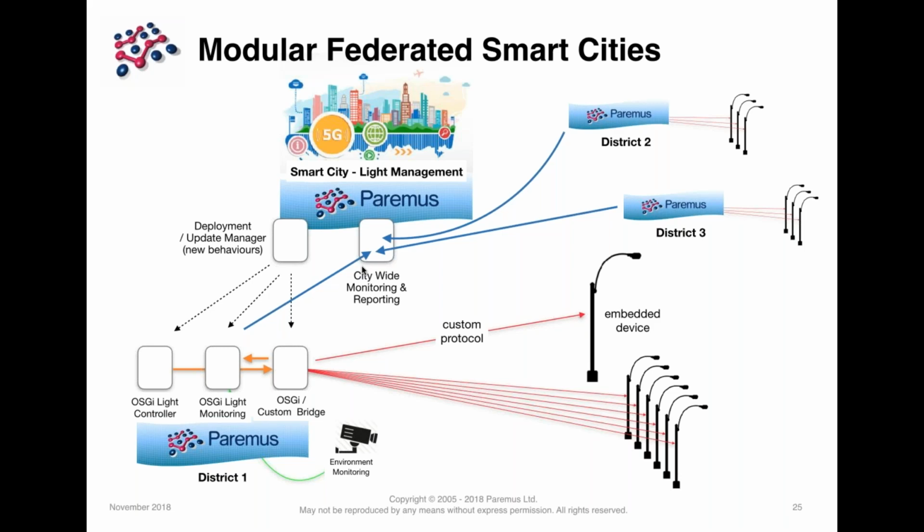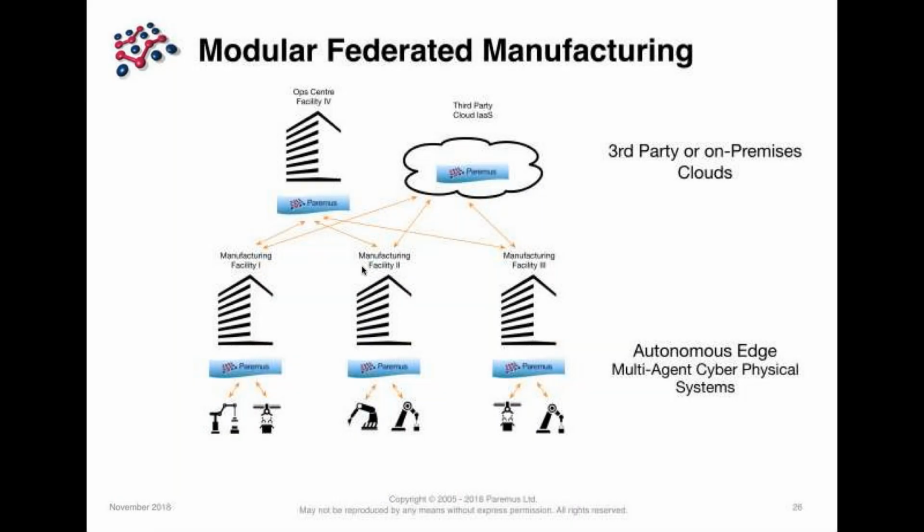And so that's just one potential scenario. Again, if we look at modular federated manufacturing, we'd have a number of manufacturing facilities, each one with their own robotic assembly infrastructure, all working locally with a local fabric. These are autonomous environments, so if the manufacturing facility was disconnected from the internet or was for any reason under cyber attack, we could just sever the links and the local manufacturing infrastructure would continue.